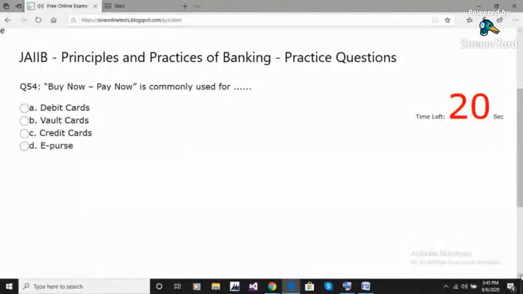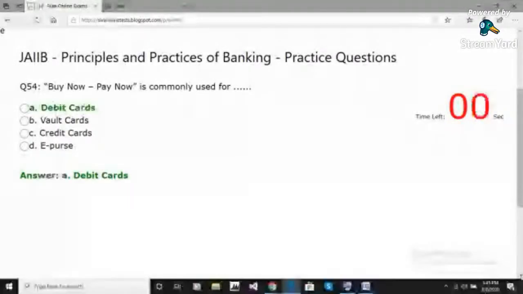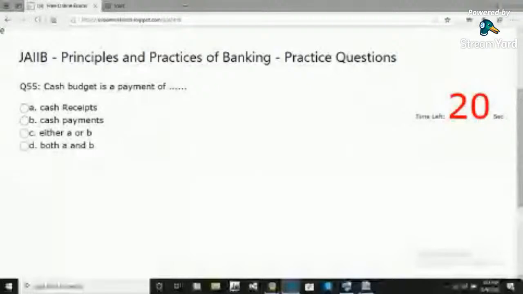Question 54. Buy now, pay now is commonly used for. Option A. Debit cards. Option B. Vault cards. Option C. Credit cards. Option D. E-purse. Answer A. Debit cards.